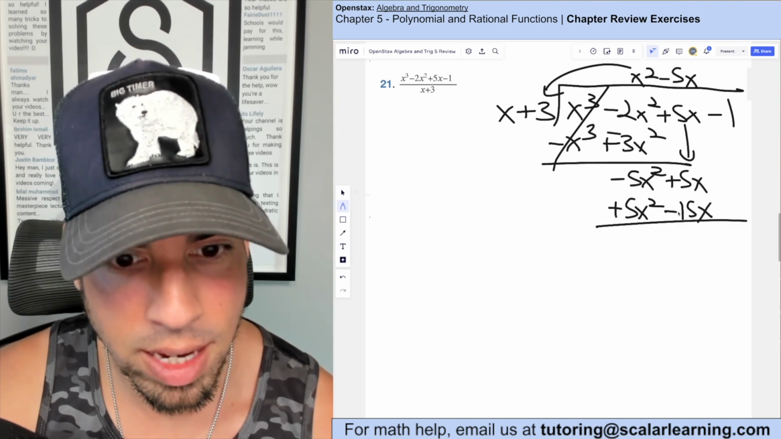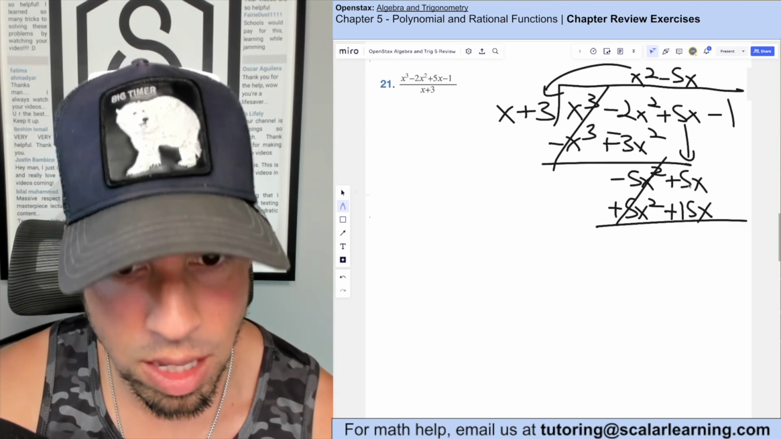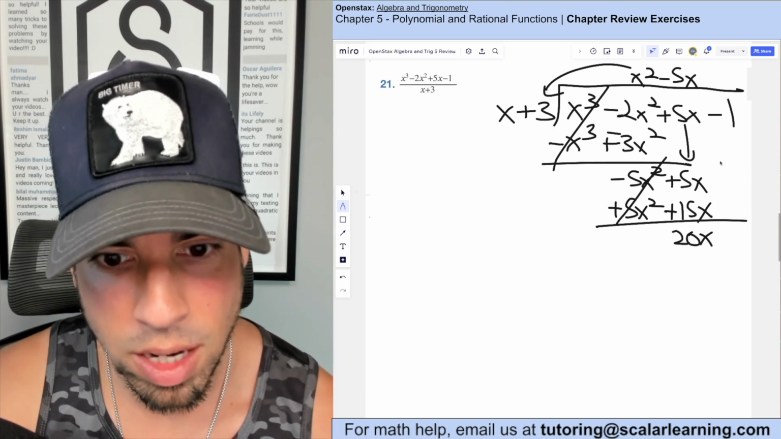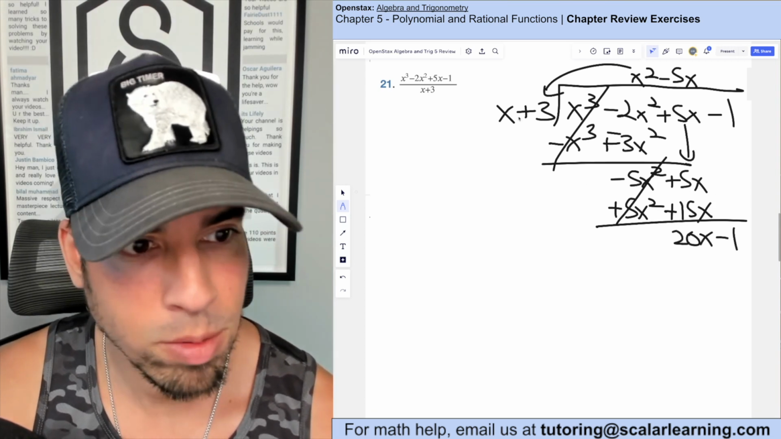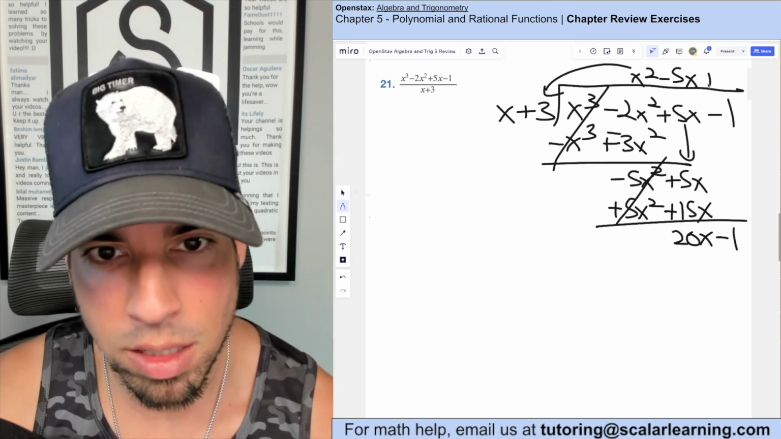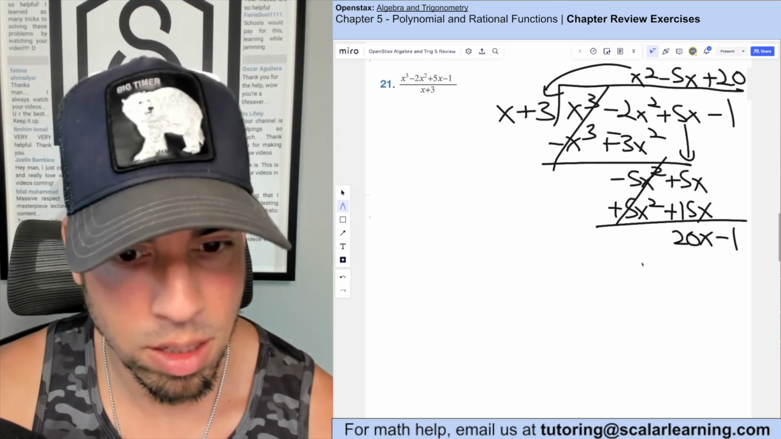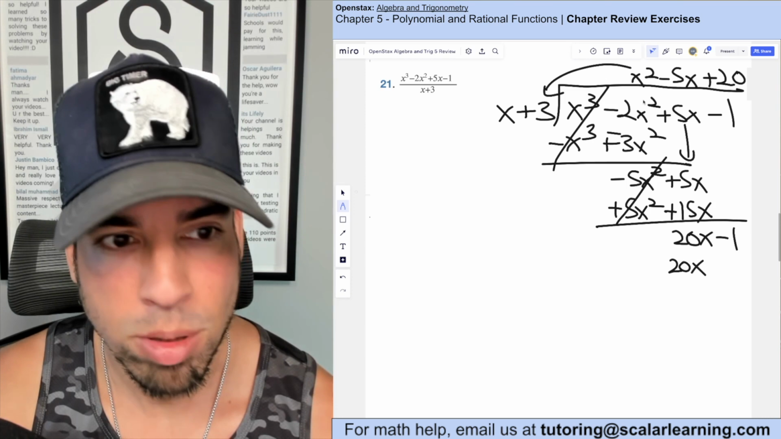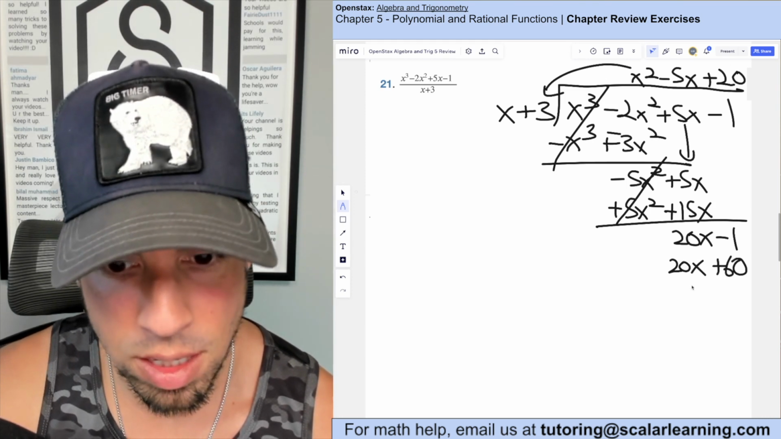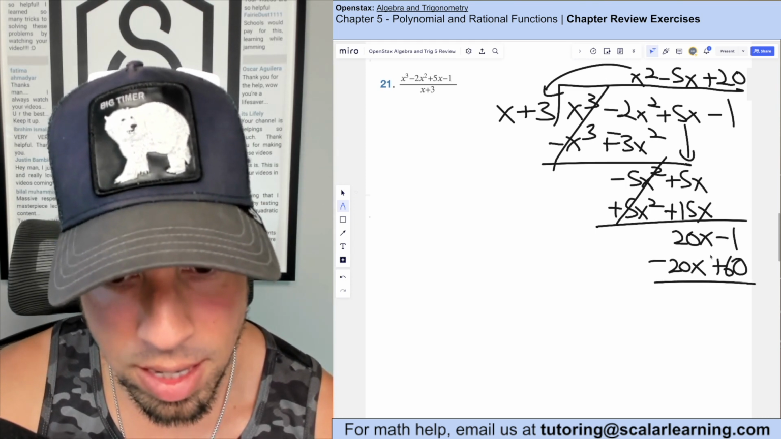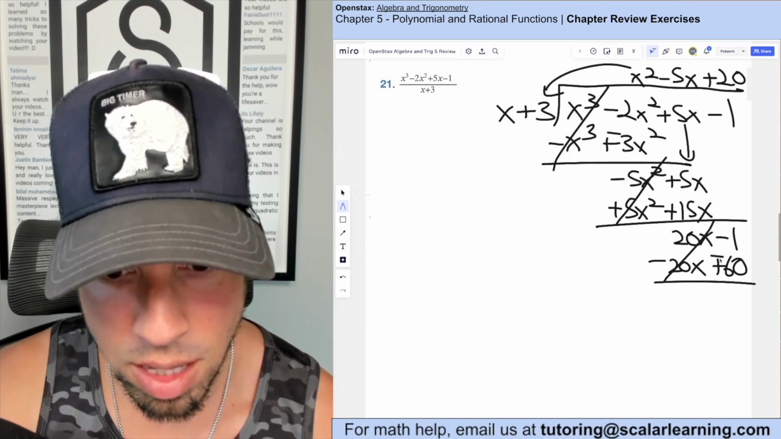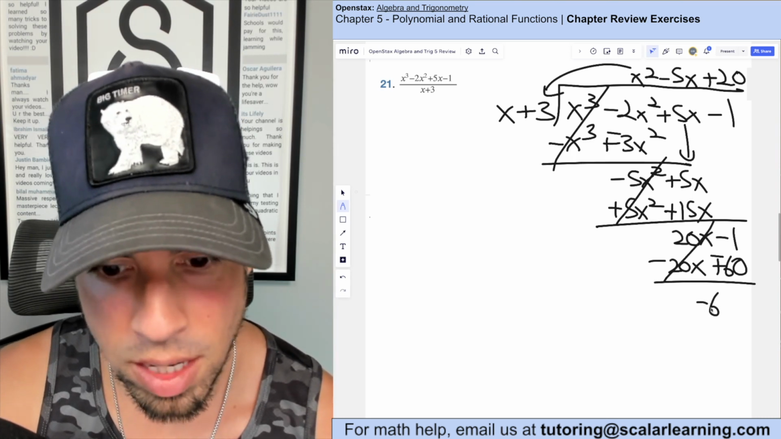Again, we're going to negate, negate, add these together. They cancel out. Add those together. We get a nice 20x, drop the -1. Last but not least, what times x gives me 20x? That's going to be 20. So 20 times x is 20x plus 20 times 3, which is 60. And then we subtract, aka negate, negate. Those add together, cancel out. -60 and -1 is -61.